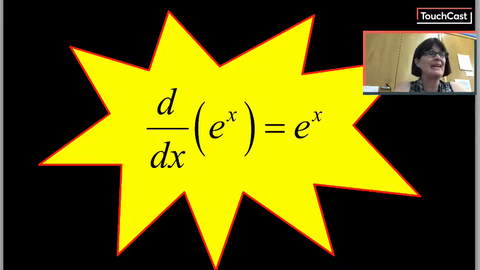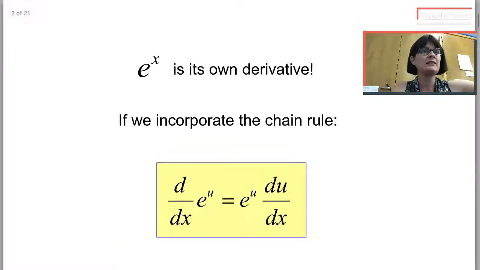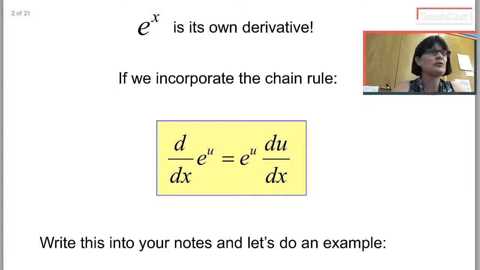The derivative with respect to x of e to the x is e to the x. Ladies and gentlemen, e to the x is its own derivative. So if you're going to write that with the chain rule, then the derivative with respect to x of e to the u is e to the u times du dx. So that should be in your notes at the very top of your page. We'll do an example.